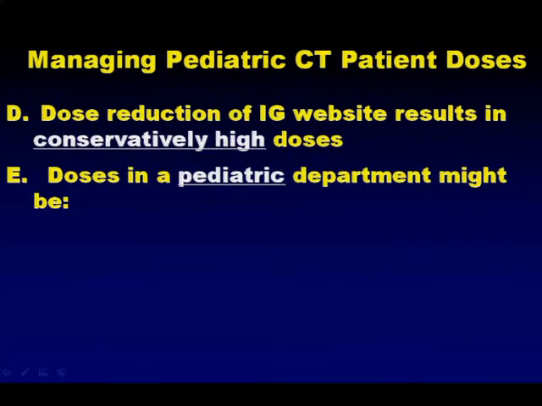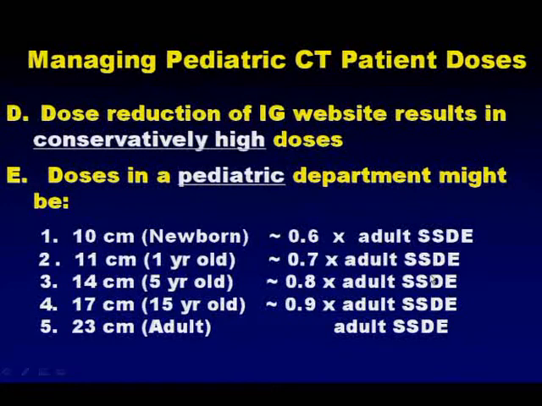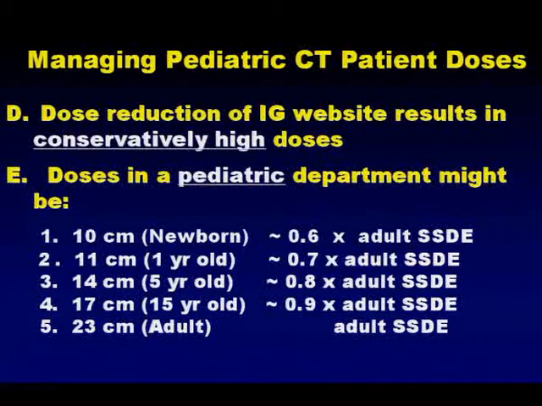Well, as I said, the dose reduction on the website is conservatively high today, and there are a lot of facilities that are doing better than that. If you have a dedicated pediatric department, this is what they might be doing. Their newborns might be imaged at doses that are 60% of the adult SSDE, and that number is going to grow as you move towards an adult-sized patient. That's a more aggressive protocol. That reduces the dose to the children more. That may be tolerated in a pediatric facility. It's less likely to be tolerated in an adult facility because the radiologists don't have as much comfort level at looking at the pediatric images as they do the adult images.